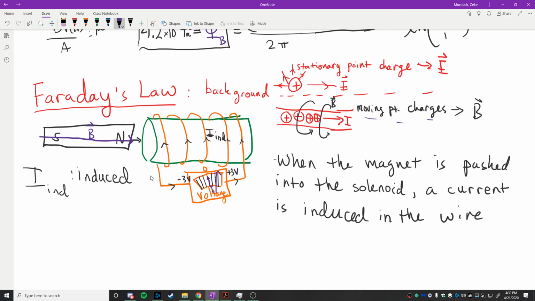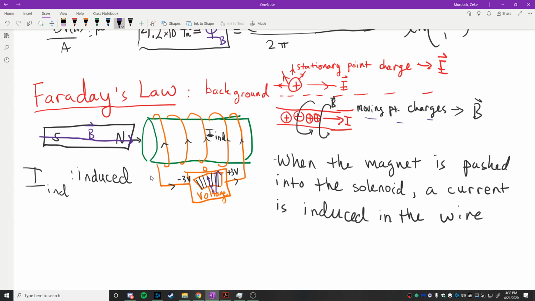Point charges produce electric fields. Moving point charges produce magnetic fields. And moving magnets produce electric currents, which is just moving point charges, right? Stationary point charges, electric fields. Currents produce magnetic fields. Moving magnets produce currents. That's it. That's electromagnetism. That's the summary of everything about electromagnetism. And each one of those statements is encased in one of Maxwell's equations, right? Maxwell's equations are Gauss's laws, Faraday's law, and Ampere's law.